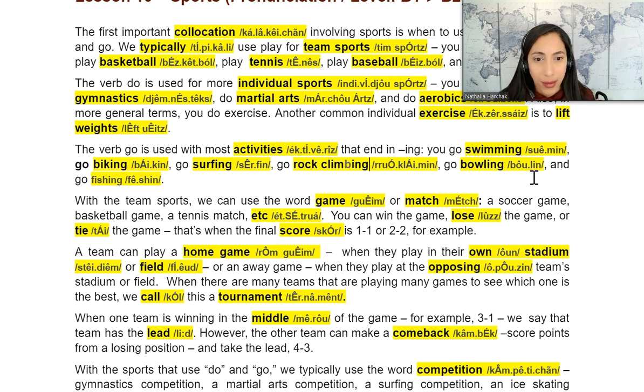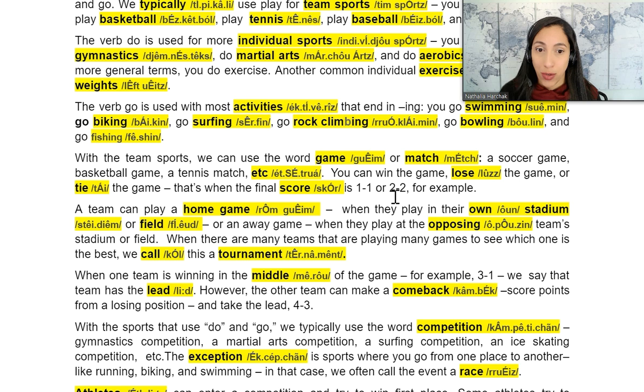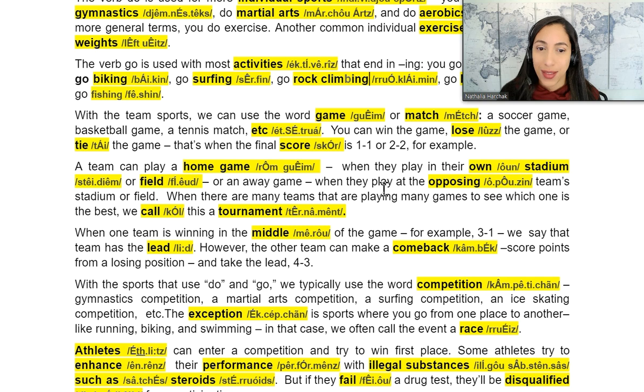Bowling, bowling. Don't say bowling because we have the word ball, right? Like this. This is a ball, and this would be bowling. All right. Game, match, etc., lose, tie, score, home game. Please don't say homey game, okay? Home game. Own. Most people say one. It's own.